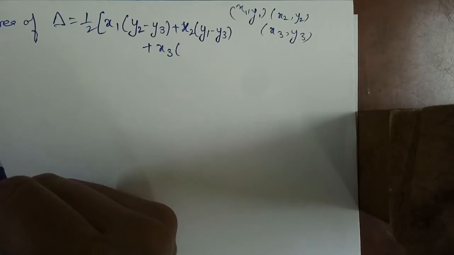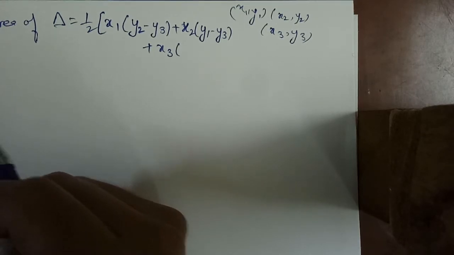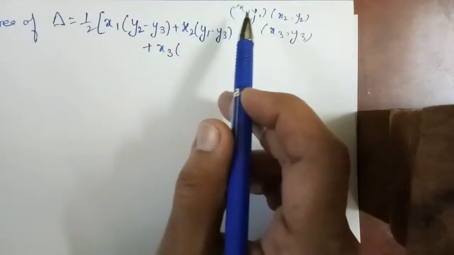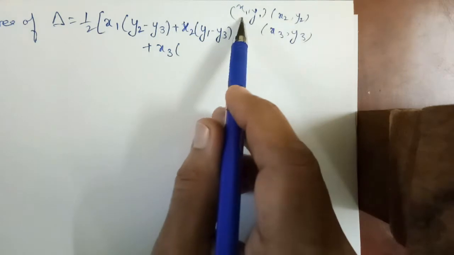Today I will explain exercise 7.3. The topic is area of a triangle in coordinate geometry. We know that the area of a triangle according to geometry is half of base into height. But here we have to find the area according to different points.